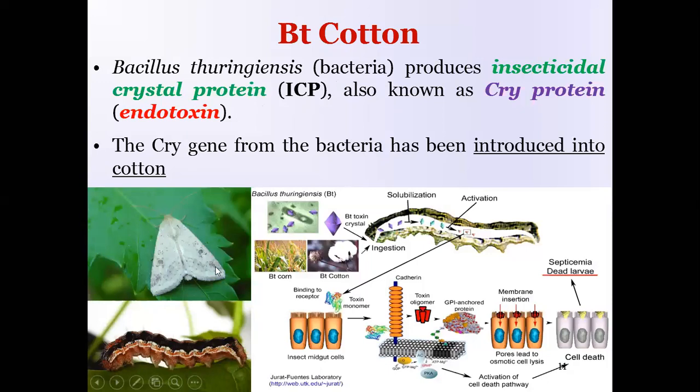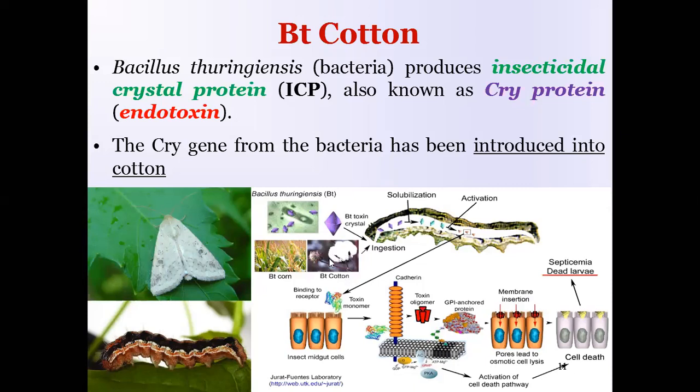This is the adult of that bollworm, and this is the larvae of that. In the larval stage, it is more destructive because it feeds on the cotton. So what happens? This is normal cotton.